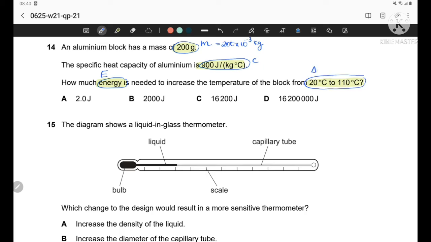So the change in temperature is 110 minus 20, which is 90 degree Celsius. So here we can use the equation, energy required is nothing but mass times specific heat capacity times change in temperature, where mass is 200 times 10 to the power minus 3, times specific heat capacity 900, times change in temperature 90, and the answer is 16,200 joule. Therefore the correct answer is option C.